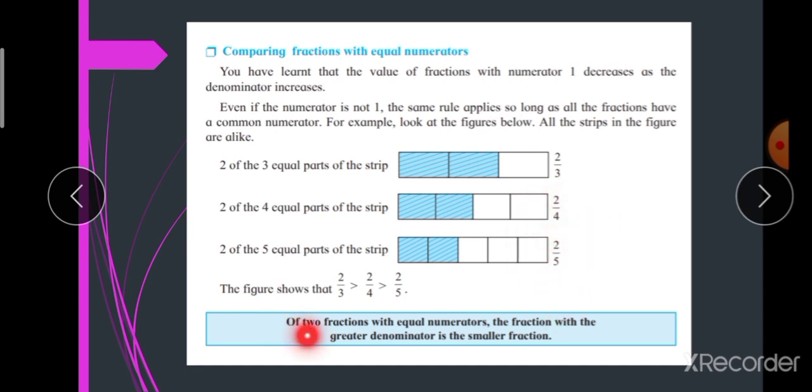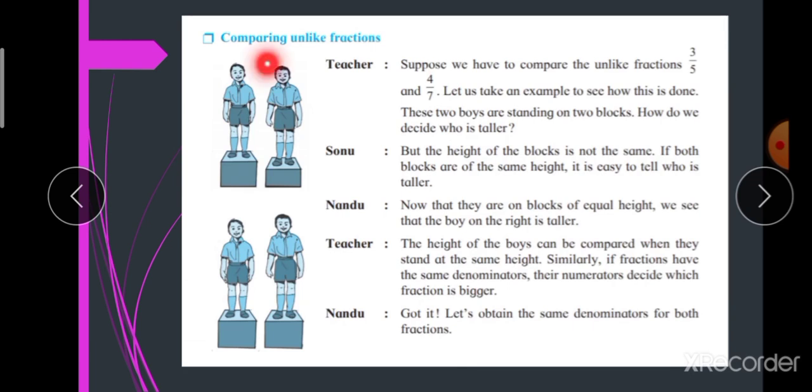So of the two fractions with equal numerator, the fraction with the greater denominator is the smaller fraction. So 2 upon 5 is the smallest, 2 upon 4 is the second smallest, and 2 upon 3 is the biggest fraction. So on comparing, what do we see? If the numerators are same, the fraction with the smaller denominator is bigger. Now we'll proceed to comparing unlike fractions.